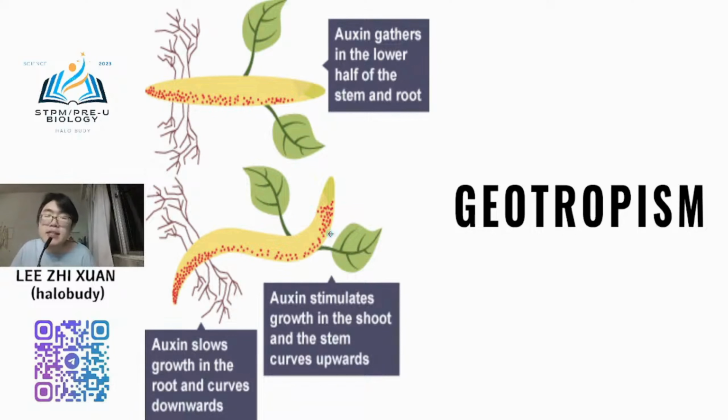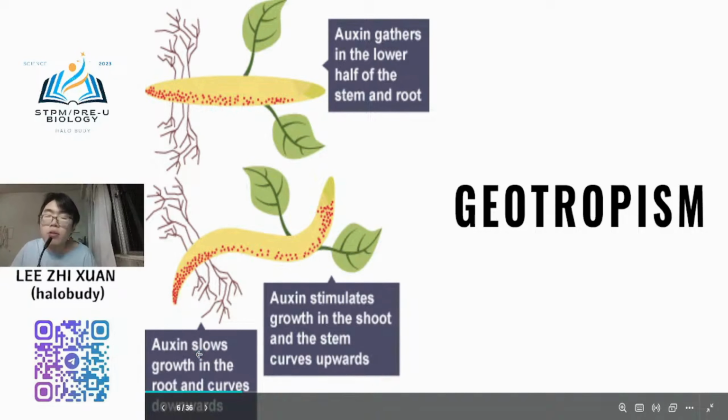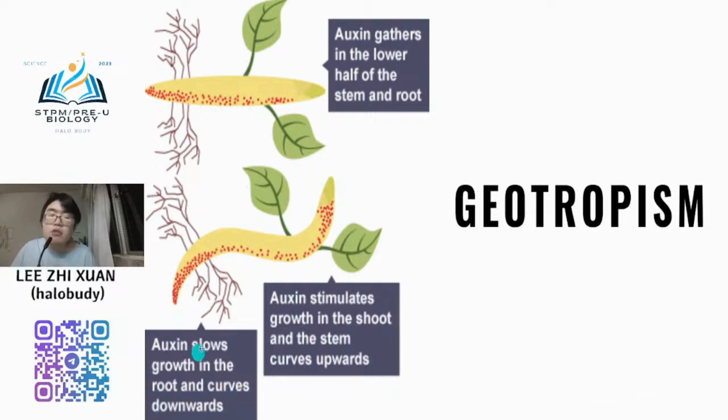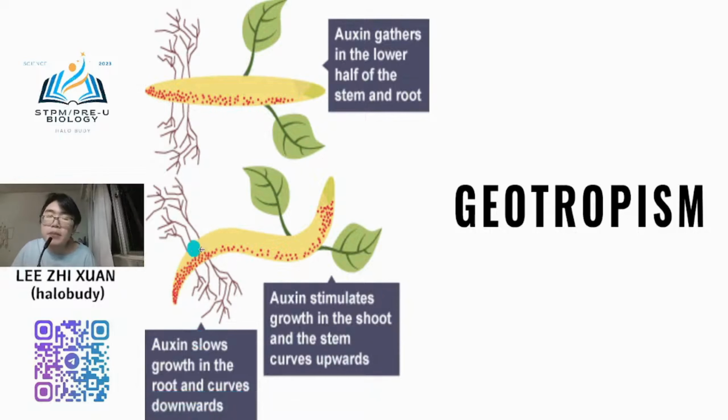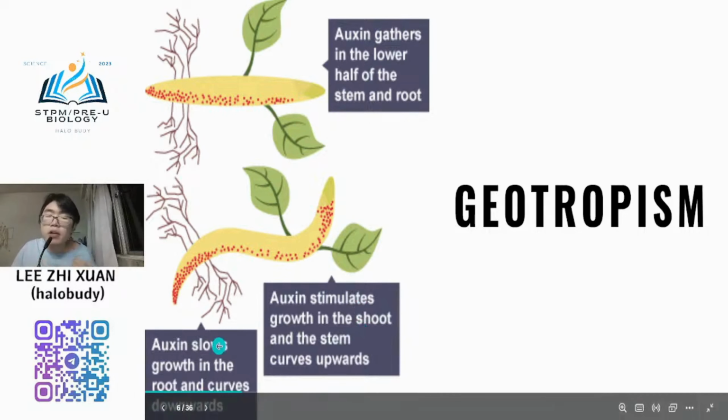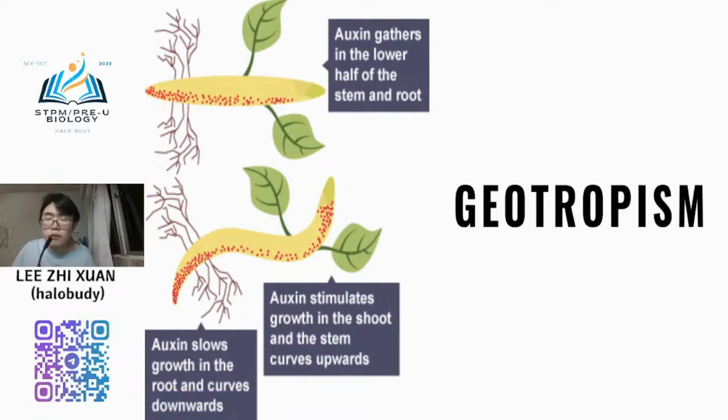But the difference is that auxin stimulates growth in the shoot. So when the auxin is accumulated at the under layer of the shoot, it will stimulate the growth. But in the root, the auxin functions the opposite way. It will inhibit the growth, meaning that only the upper part of the root will grow and elongate. So it is two totally different functions. Auxin in the shoot stimulates growth, but auxin in the root will inhibit growth.